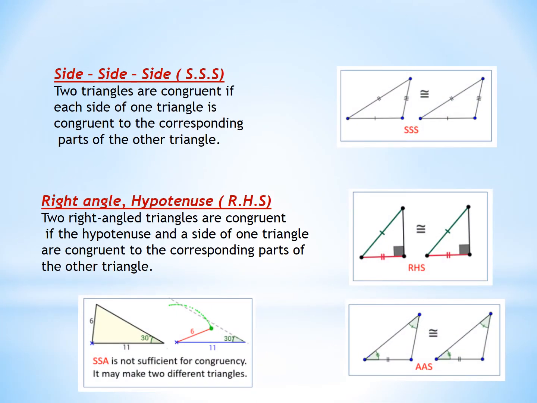Two triangles are congruent if each side of one triangle is congruent to the corresponding part of the other. يعني عندي 3 sides هنا congruent لل 3 sides في الترينجل التاني، ودي تعتبر اسهلهم يعني.